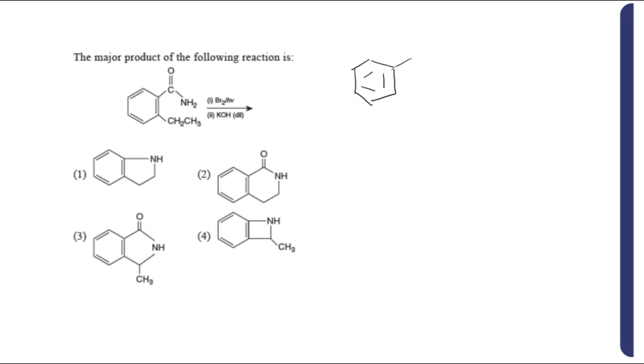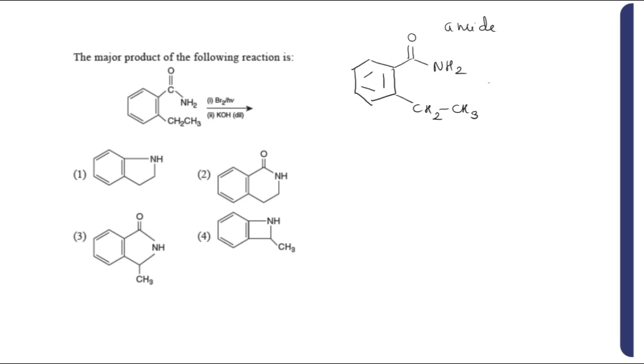There is an aromatic molecule attached to a functional group amide. Remember, CONH2 is amide. And what is this amide called? It's a benzene amide. Now, at the ortho position, we have an ethyl group. So, you can call this ortho ethyl benzene amide.